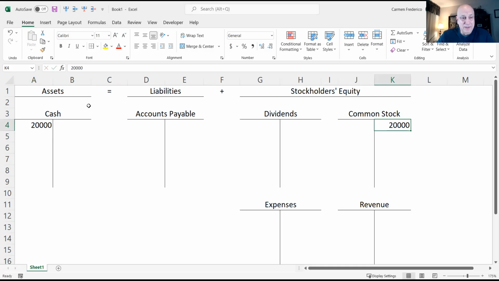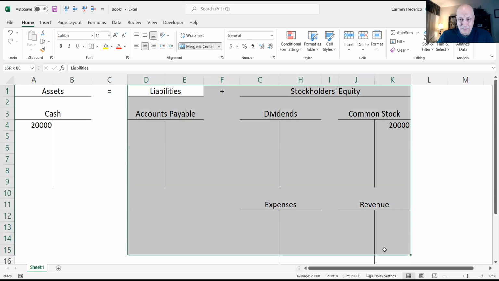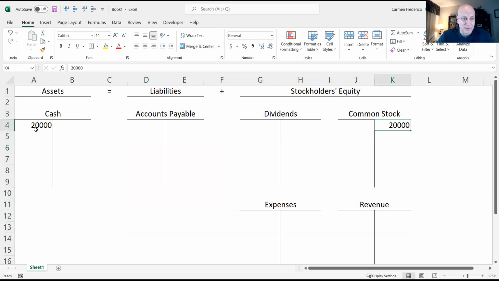Okay? And as you can see, the left side of our equation also equals the right side of our equation. We've got 20,000 on the right, 20,000 on the left. We just so happen to have a left side balance and a right side balance. And that's perfect, which is what it's supposed to have.